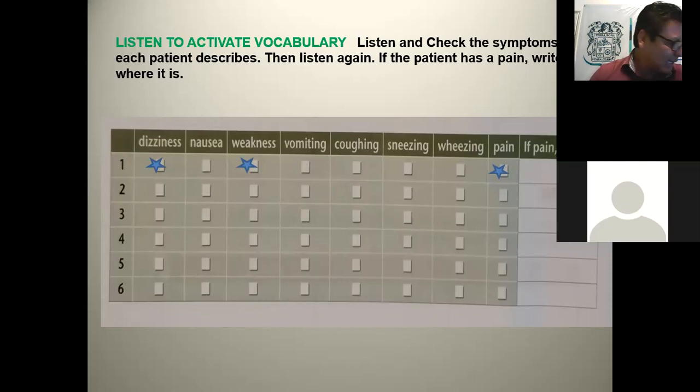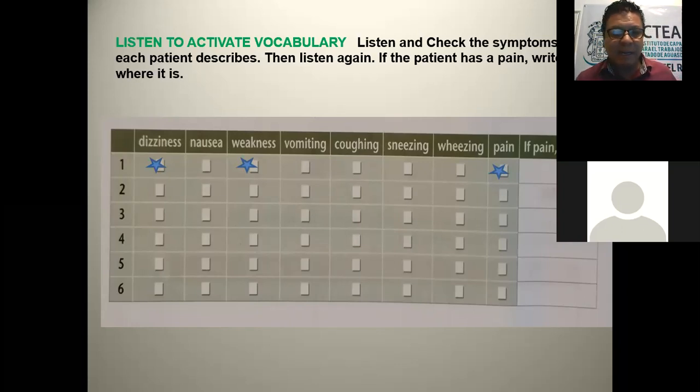Okay. What did you listen, Raúl? He doesn't have any symptom, but he has pain in the back of his neck. A pain, but he said something. He has a pain, but he has something else. Oh, really? Okay. And coughing too. Okay. He's coughing and says he has a pain. The neck, maybe the neck. Very good, very good. And what about the number 3?